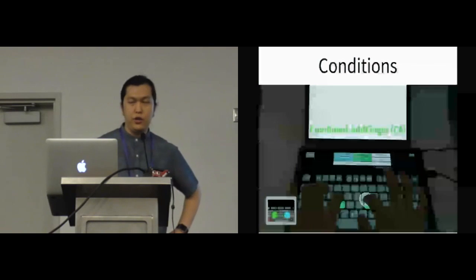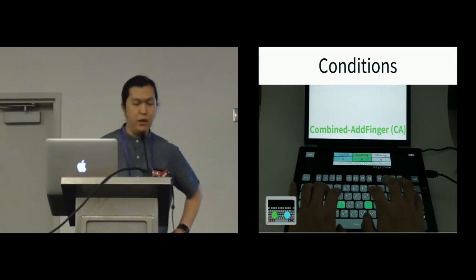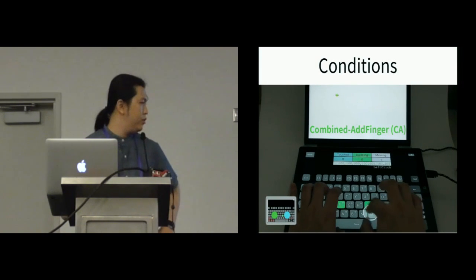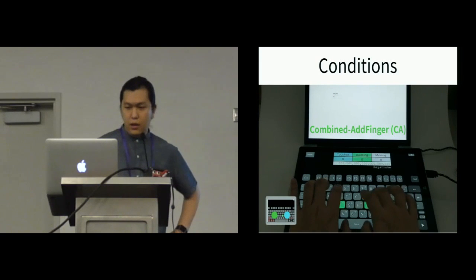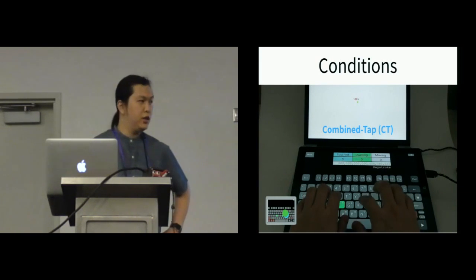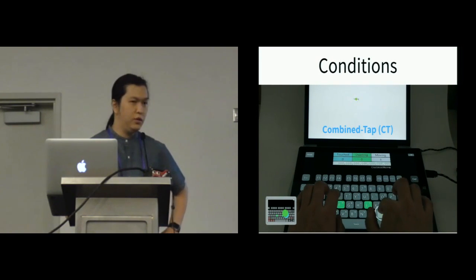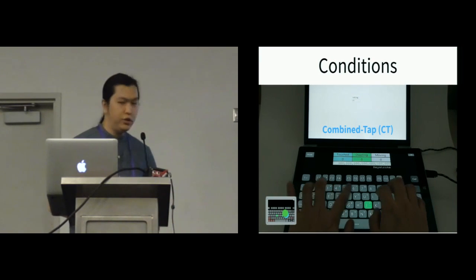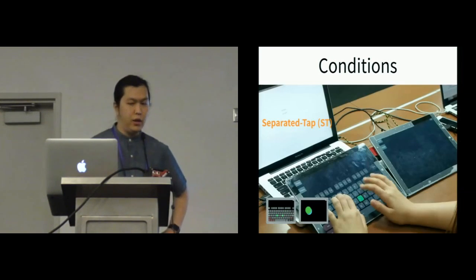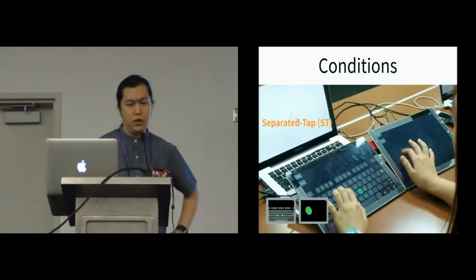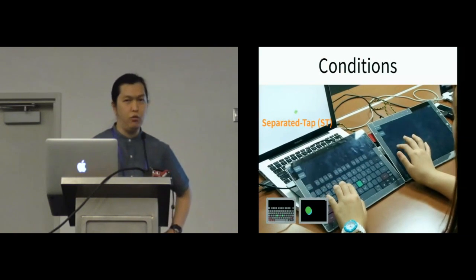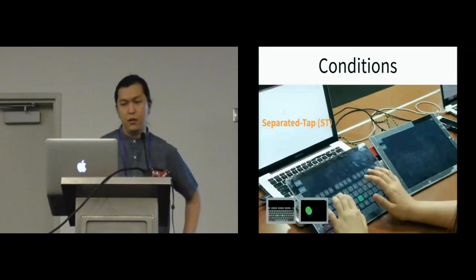Let's look at each condition in more detail. The combined add finger condition uses the left hand to click, and the combined tap condition uses a release and tap strategy for the click gesture. And the separated ST condition uses two separate devices, and users need to switch between the two devices.